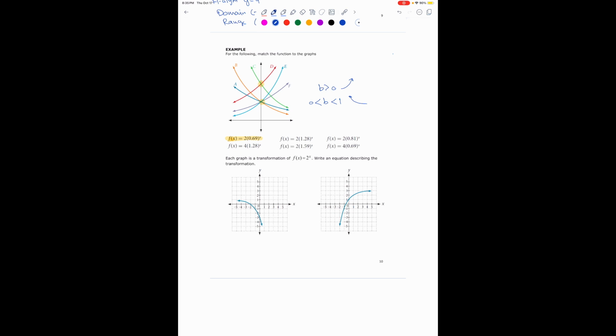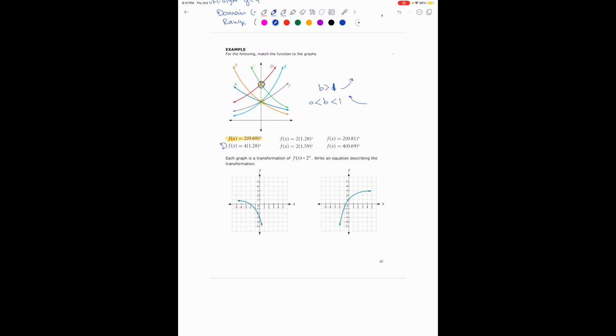So, for example, I want to identify D. D has a y-intercept of 4, and it's a growth function. So I know that the y-intercept is 4. Here is 1, and here is another 1. So which one is it? The base has to be bigger than 1. So in this case, I know it's a growth function, so the base has to be bigger than 1, which is not this one, so it's going to be that one.